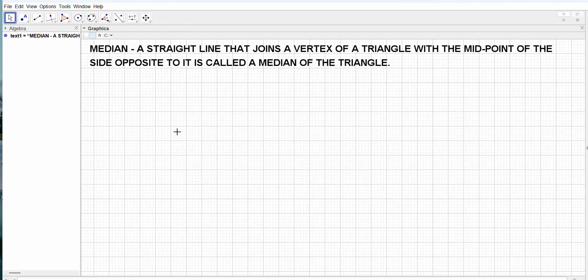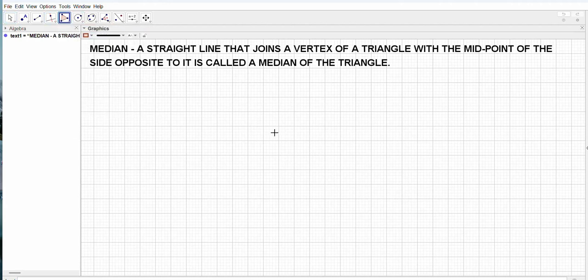Hello everyone. Now in this video I will be explaining to you about the median and altitude of a triangle. So first of all I am going to explain the median of a triangle. If you see the definition, a median is a straight line that joins the vertex of a triangle with the midpoint of the side opposite to it. Now to understand the meaning of this definition, I am going to show you using a diagram.